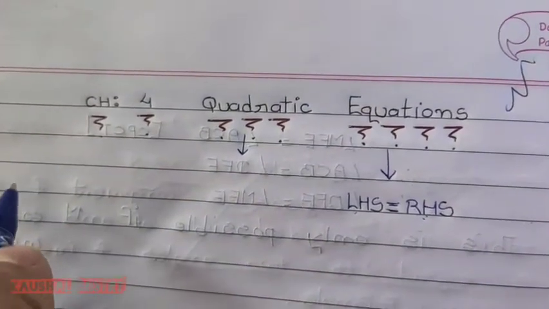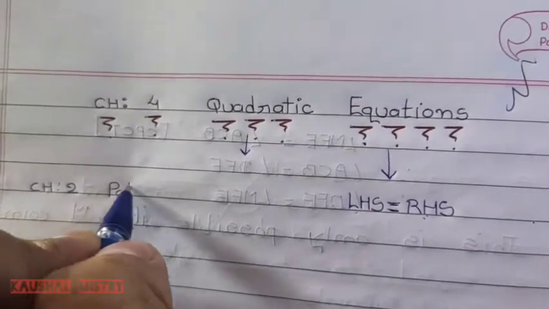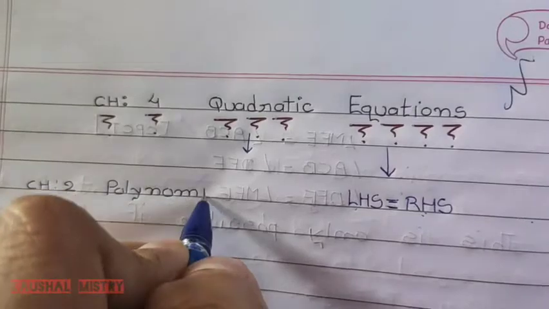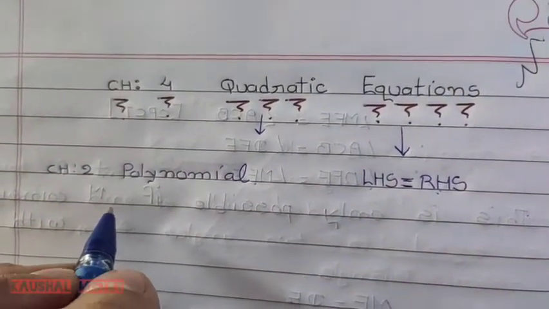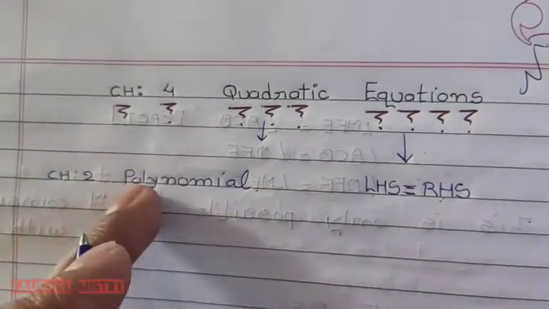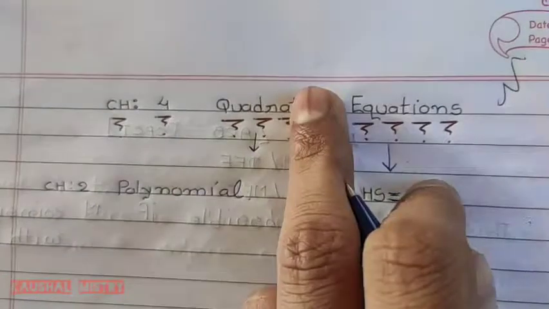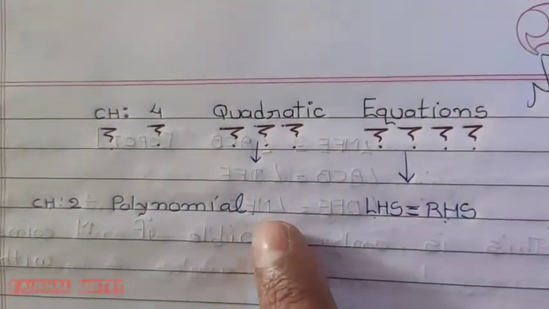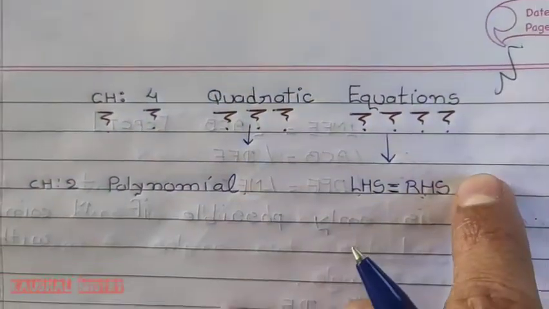Now you know we have studied chapter number 2, that is polynomial. And what does it mean by quadratic polynomial? If the maximum power of x is 2, or the degree of that polynomial is 2, then it is called a quadratic polynomial. That is the same for a quadratic equation. If the degree of the equation is 2, then it is called a quadratic equation.